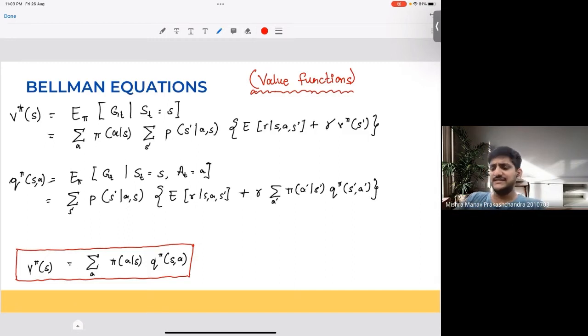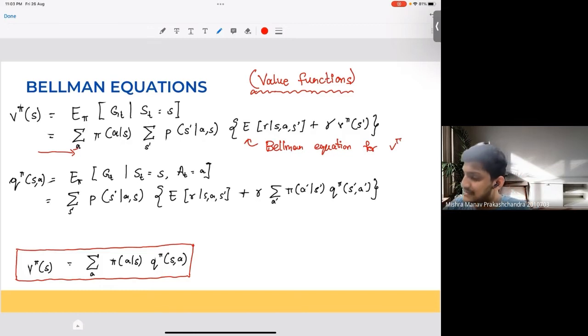So if you unroll this equation and you do it step by step, you will eventually end up with this long equation. This long equation is known as the Bellman equation for v pi.